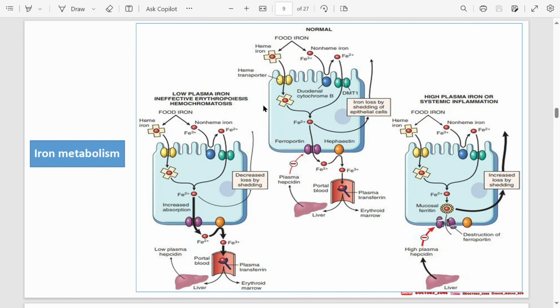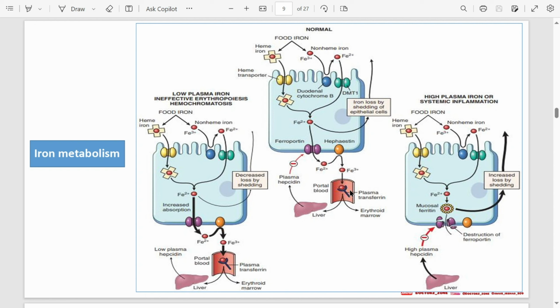So iron metabolism at the normal condition, we get iron in the form of heme iron and non-heme iron. Heme iron enters the enterocytes through the heme transporter, and non-heme iron is first converted from Fe3+ form to Fe2+ form and enters the enterocytes through DMT1 channels. In the enterocyte, it may be stored and lost during the shedding of the epithelium, or may enter into the circulation. It enters the circulation through the ferroportin channels, and is first converted from Fe2+ form to Fe3+ form, because this form is the transported form in the plasma.